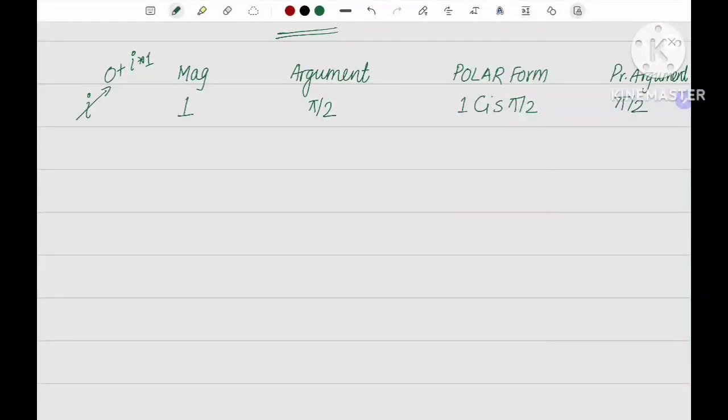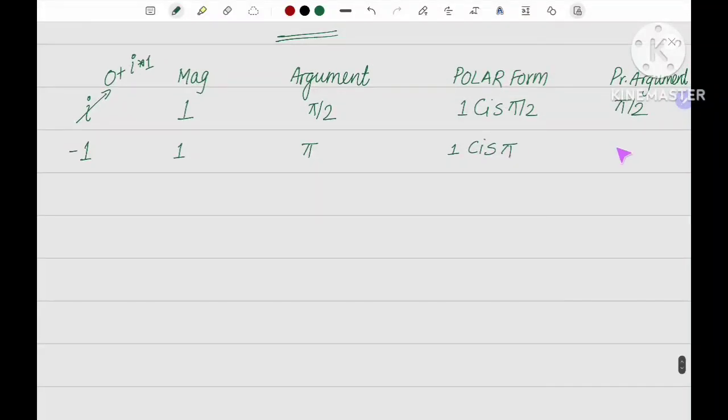What about -1? Its magnitude is 1. Its argument is pi, its polar form is 1 cis pi, and its principal argument is also pi. Usually we don't define principal argument when the complex number is lying on the real axis, but this is a special case. I can write pi or I can write minus pi as well. I will reach the same location.